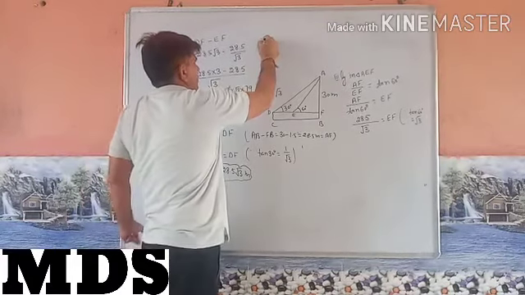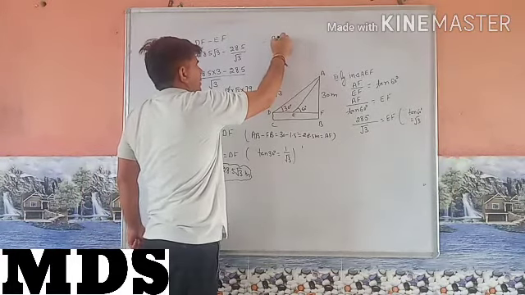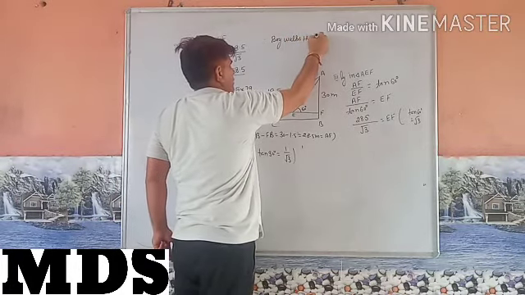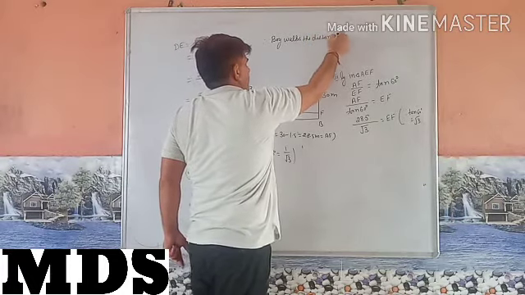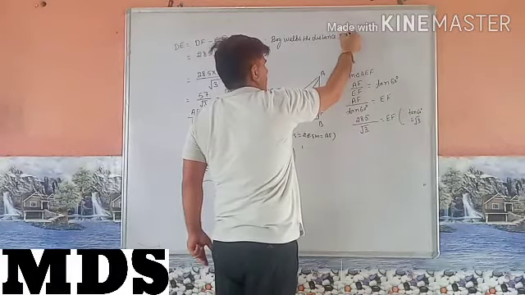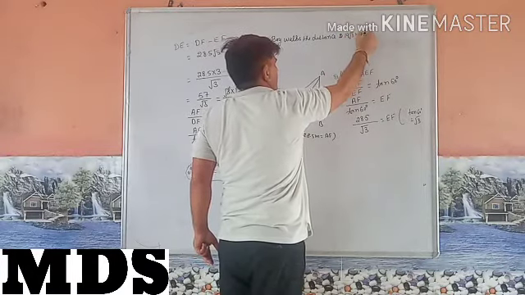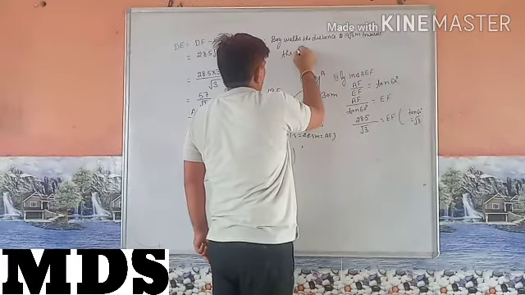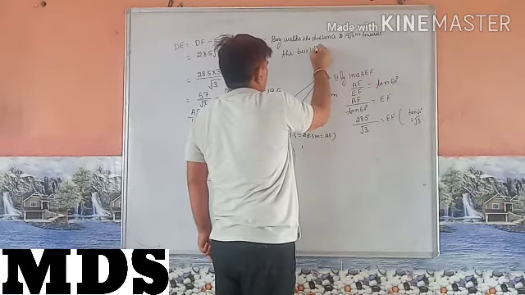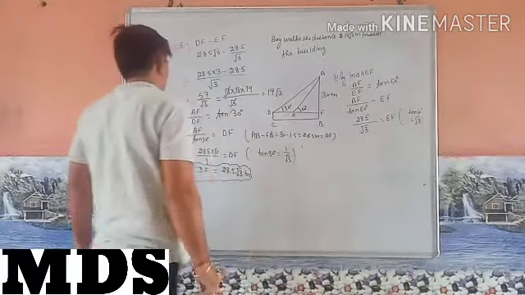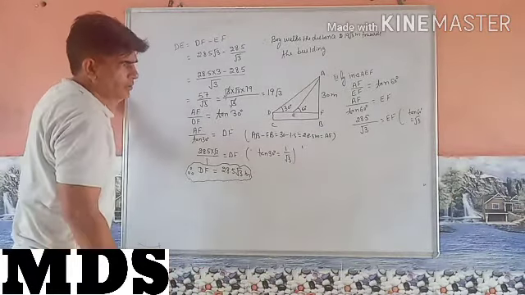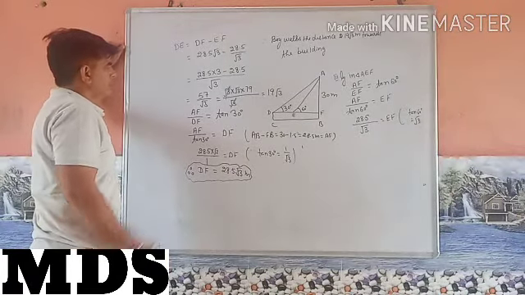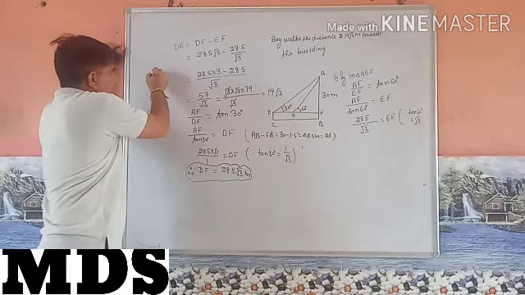Therefore, boy passes the distance 19 root 3 meter towards the building. This I want to tell, how can this 57 multiply with 3? This is coming, how much coming?